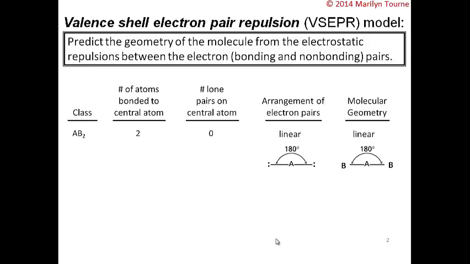This model is basically a simple procedure that will help us predict the overall geometry of a molecule or ion if we know the number of electrons surrounding the central atom in its Lewis structure. The basis for this is that we assume that the electron pairs in the valence shell of the atom repel one another, which we know already.